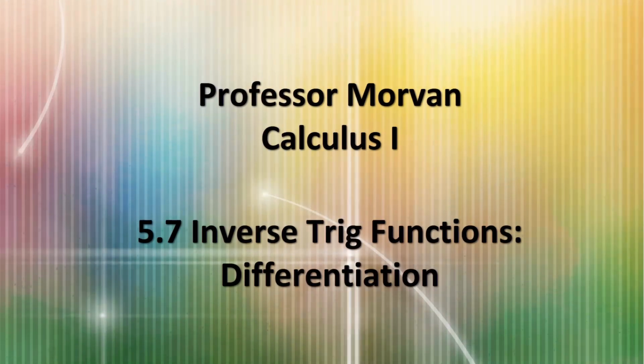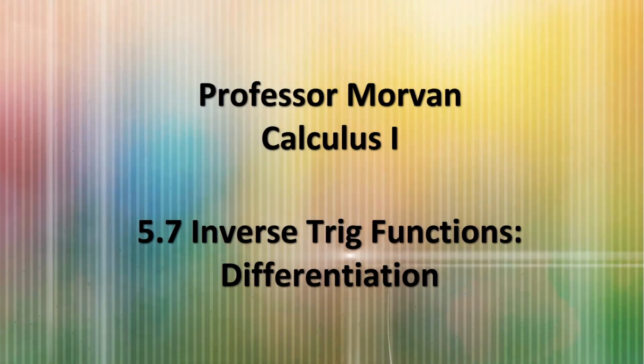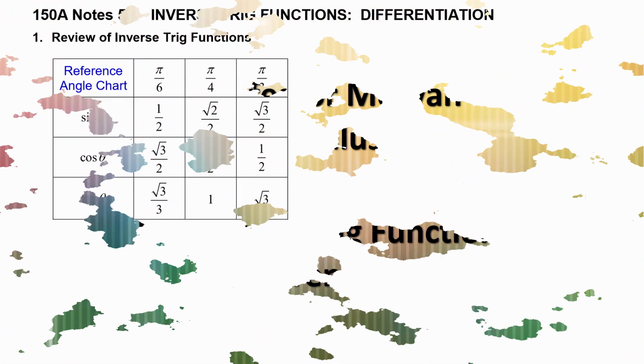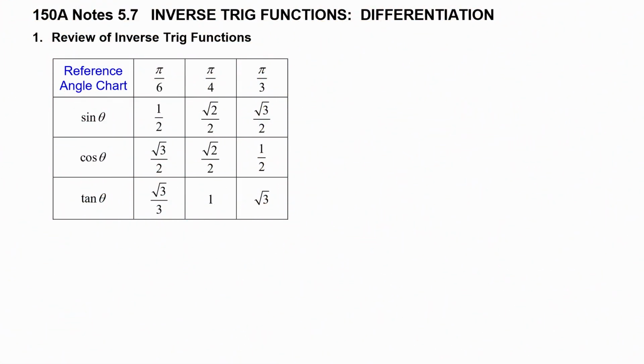In this section, you will learn how to do the differentiation of the inverse trig functions. First up, let's do a review of inverse trig functions. And to kick that off, let's start out with the reference angle chart for the special angles in quadrant 1, which are pi over 6, pi over 4, and pi over 3.